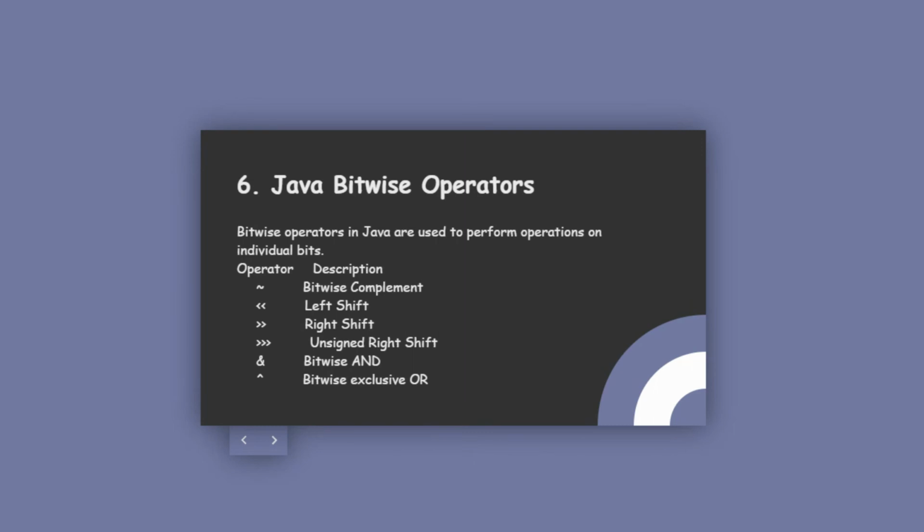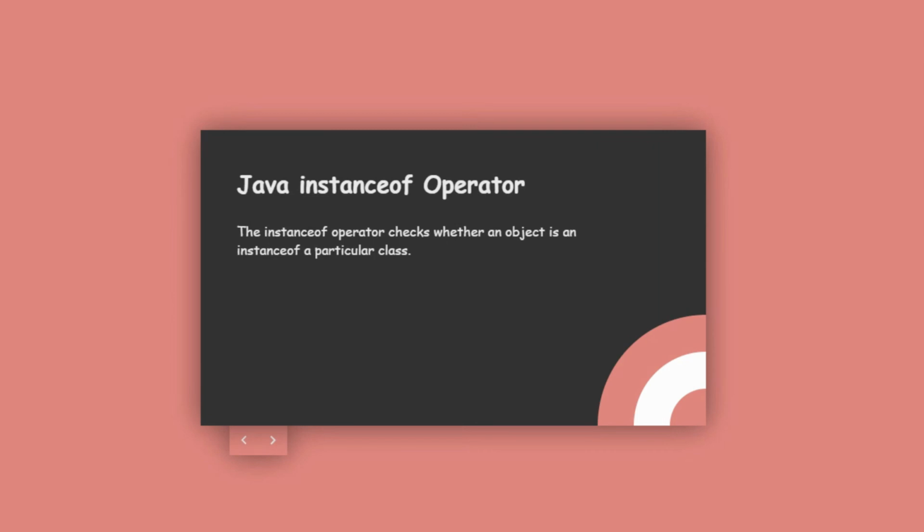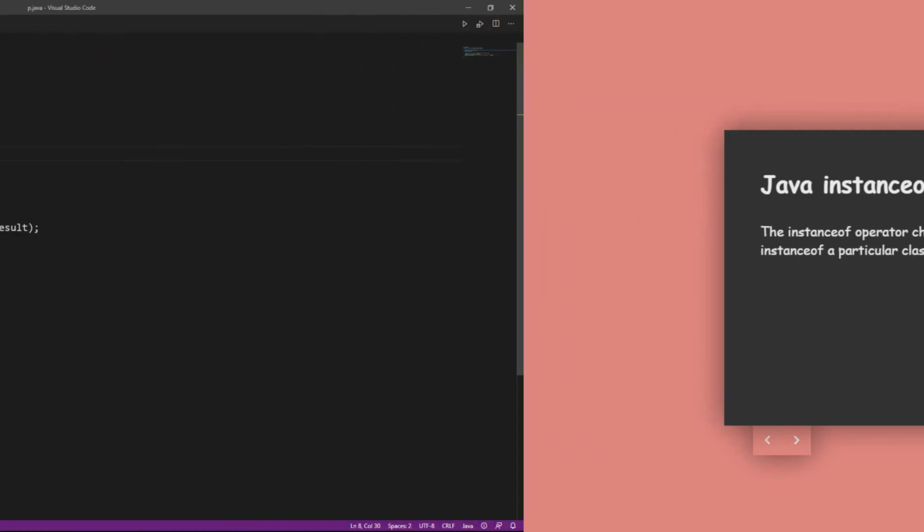Besides these operators, there are other additional operators in Java. So let's talk about the Java instanceof operator. The instanceof operator checks whether an object is an instance of a particular class. So let's go through an example.